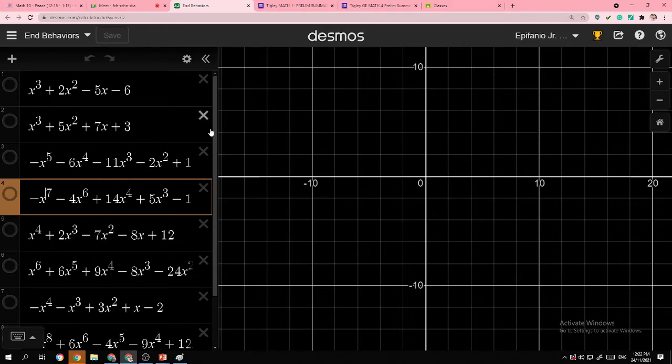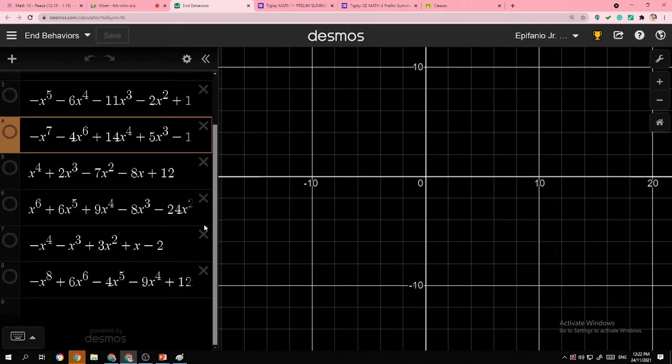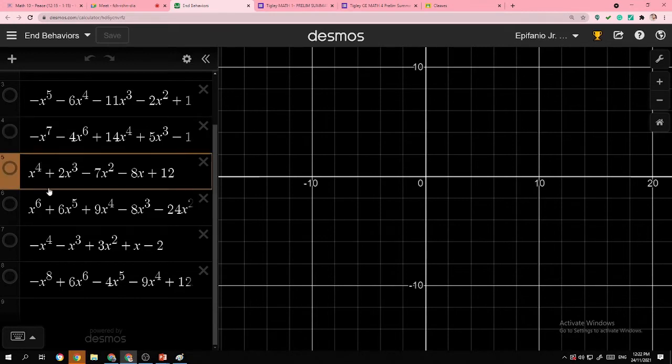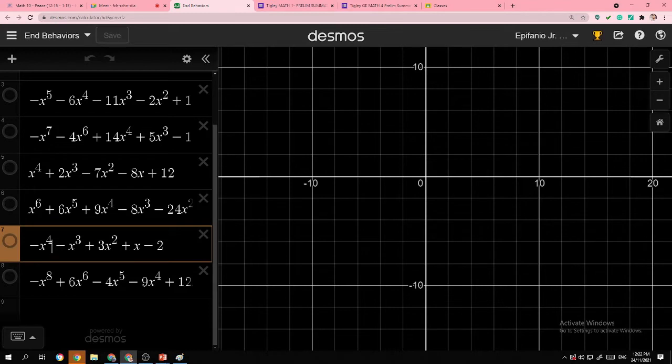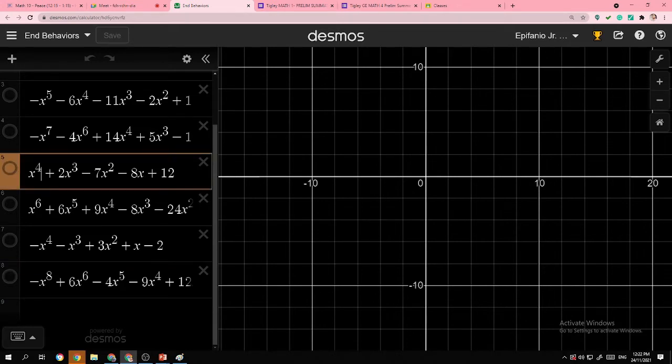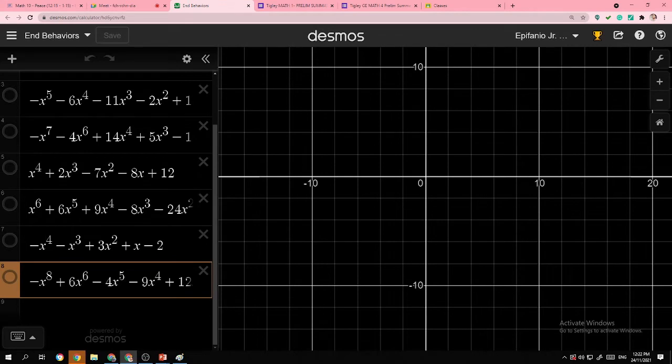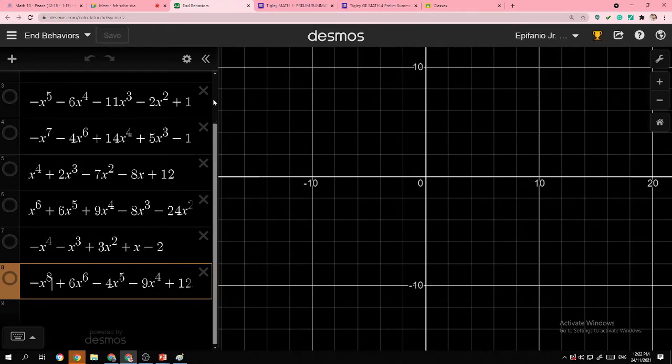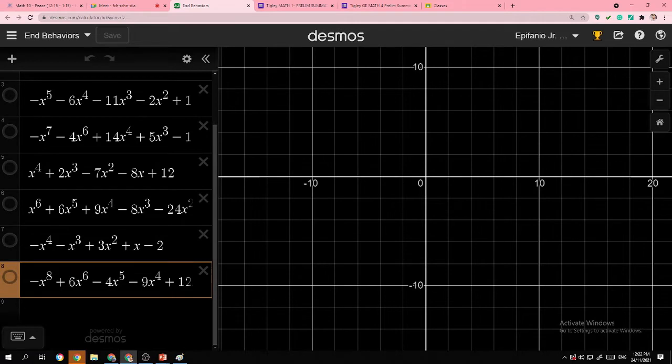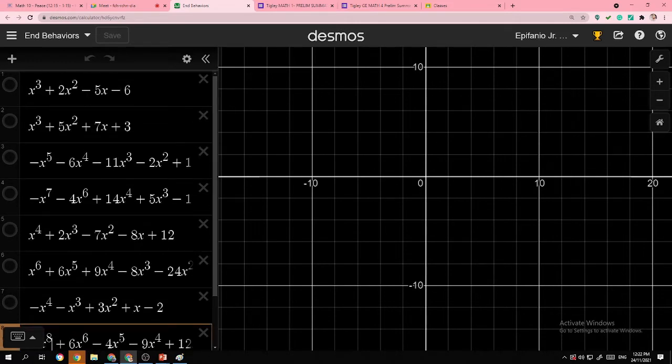Now let's go to numbers 5, 6, 7, and 8. What is the degree of number 5? 4. Number 6? It's 6. What about the 7th polynomial? 4. The 8th polynomial. And you have noticed that the degrees are all even. So I have grouped this: the first 4 are odd, the next 4 are even. Next, let's determine the leading coefficient and the sign.